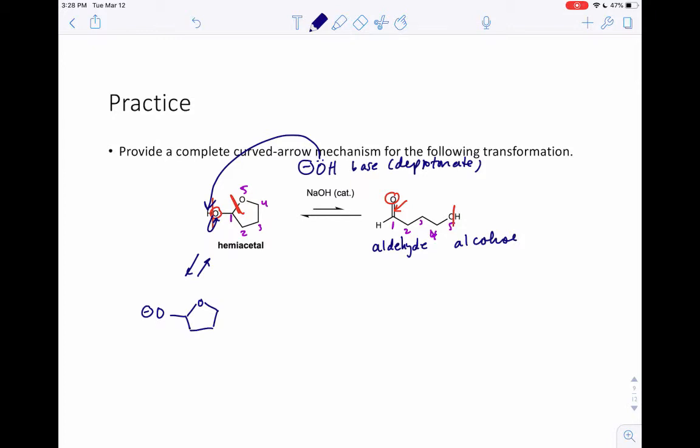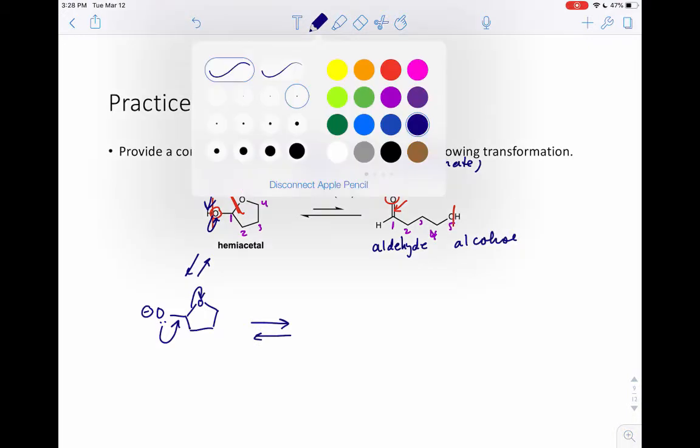Okay, now we've deprotonated. We know we need to break this bond here. We need to make this pi bond. We're going to do that now. So we're going to reform that pi bond, lone pair push. That's really the driving force for this reaction. So reform that CO pi bond.